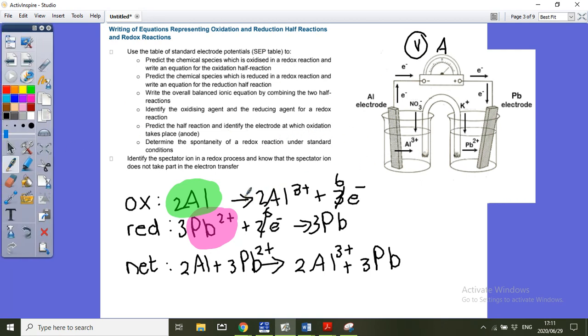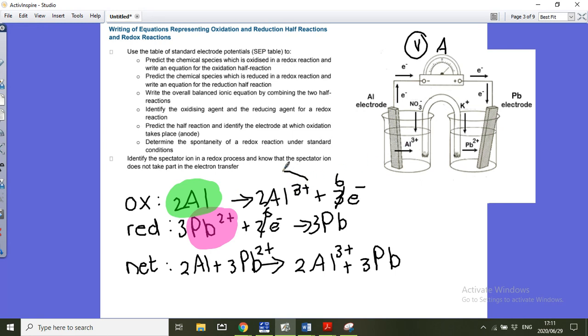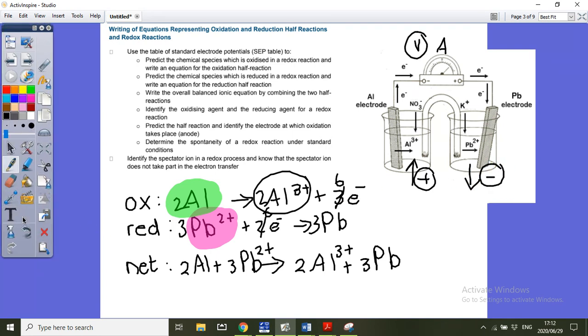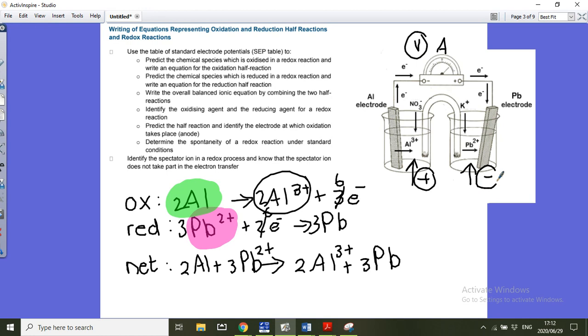Now, you can also already see that on this side, my Al3+ concentration is going to increase because I'm forming positive ions. So on this side, my solution will become a little bit positive. You can see that on the reduction side, I am using my positive ions. So whatever the negative ion was that was in there, that's going to be in excess. So this side is going to be a little bit negative because it's now got an excess of negative ions because my lead ions are forming lead, neutral lead.